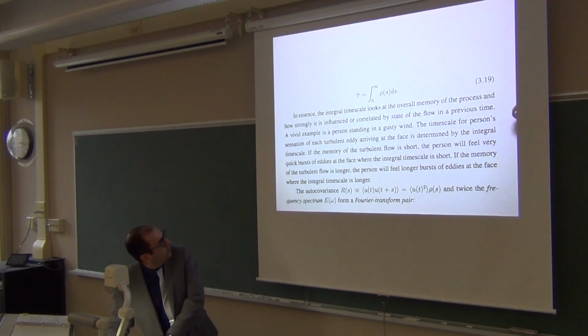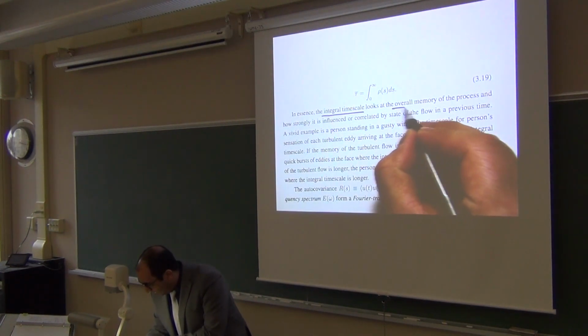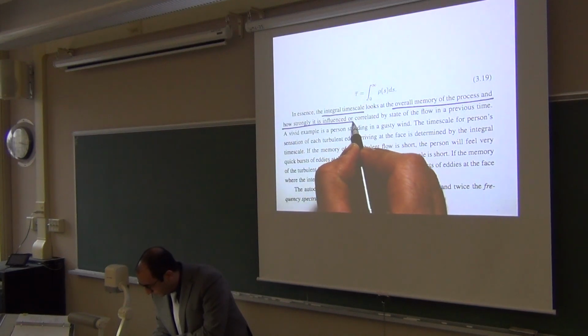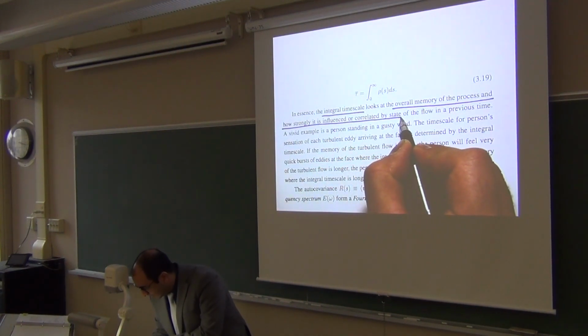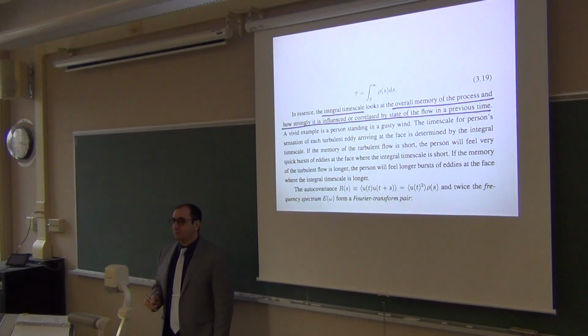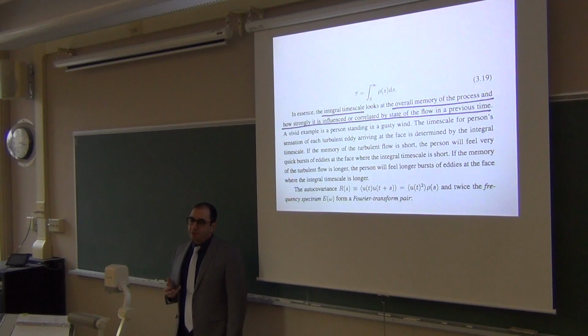This tau, or integral time scale, looks at the overall memory of the process and how strongly it is influenced or correlated by a state of flow in previous time. Okay? That means the flow is more correlated with itself if this number is large. If this number is small, the flow is not correlated with itself. It changes way too quickly.